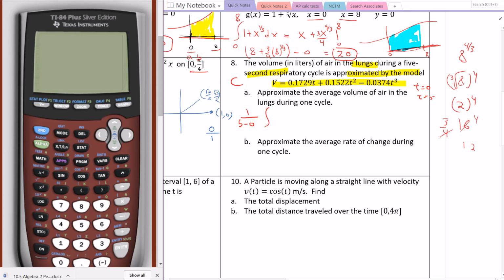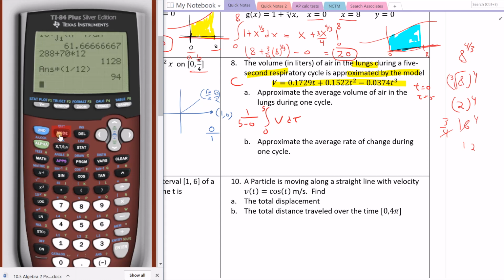that's 1 over b minus a. We go from 0 to 5, and we're going to integrate v, which is this guy, and this is a calculator problem, so we're not going to worry about writing that whole thing down. We're just going to go ahead and put in v here: 0.1729 plus 0.1522 x squared minus 0.374 x to the third.